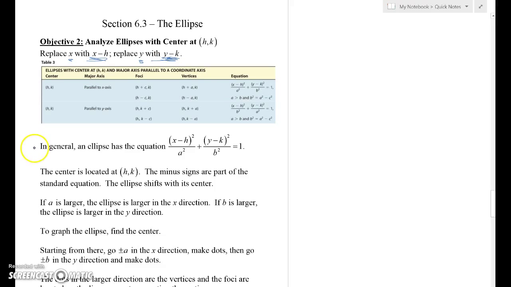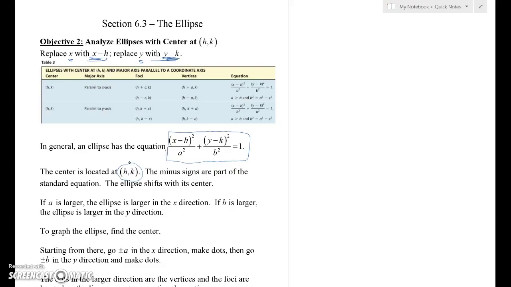So the equation for the ellipse is going to look like (x minus h) squared over a squared plus (y minus k) squared over b squared, and the center is now going to be at (h, k). So the minus signs are part of the equation. And the rest of the ellipse, the focus points, the vertices, all shift with the center. If you go to the right 3 and up 4, all of the points go to the right 3 and up 4.